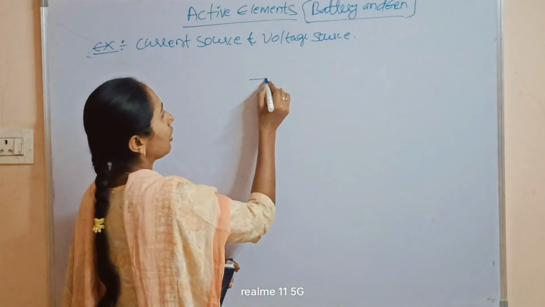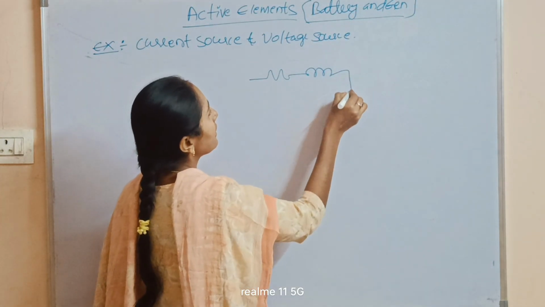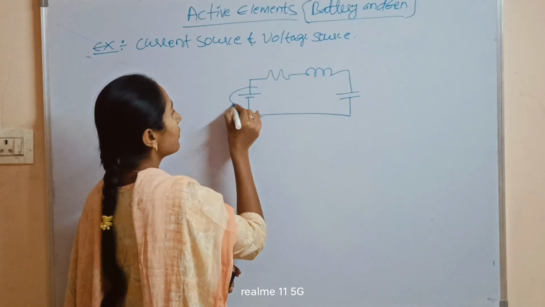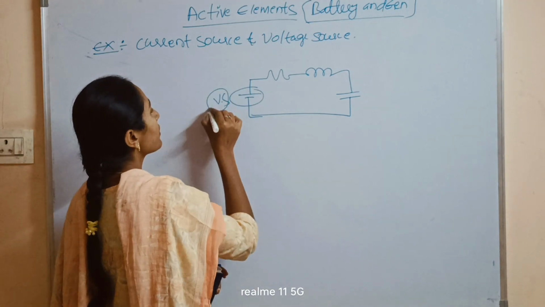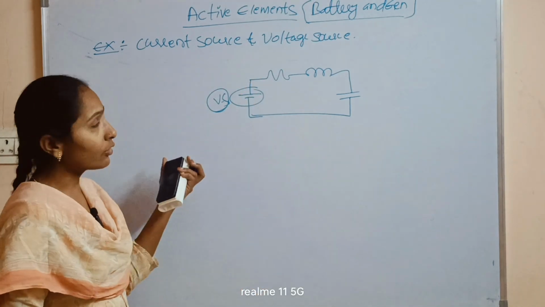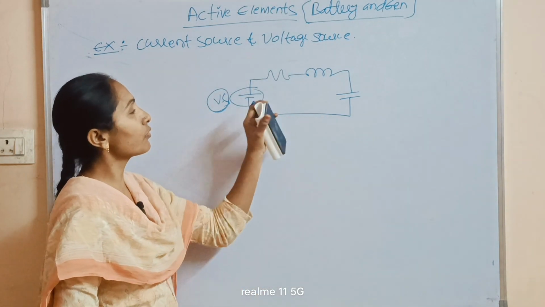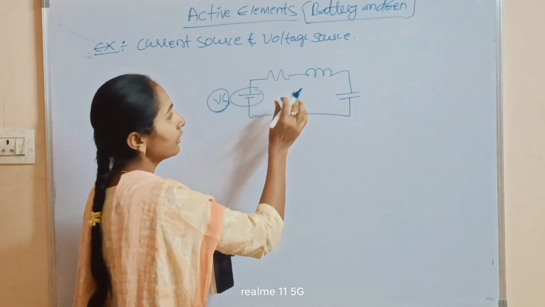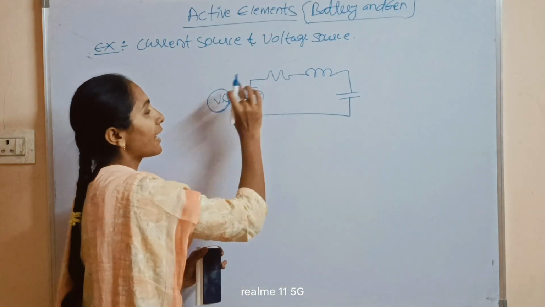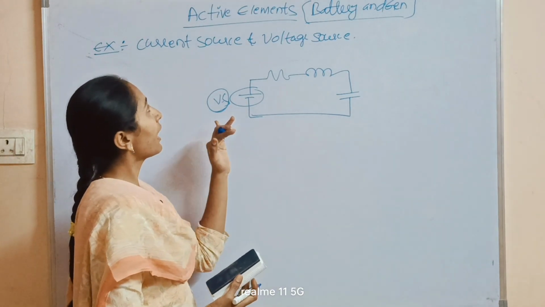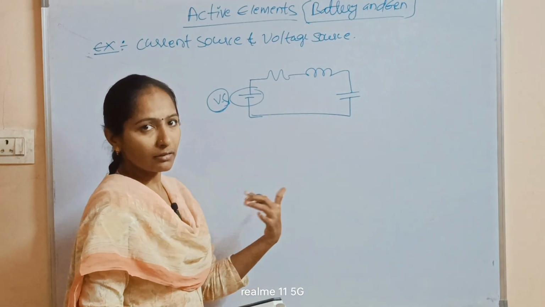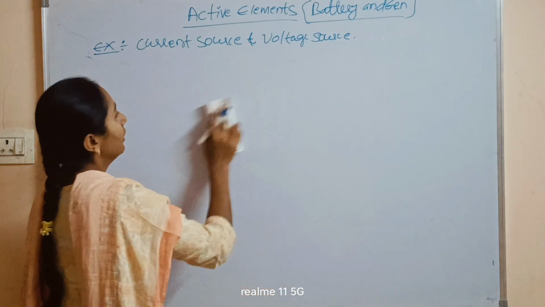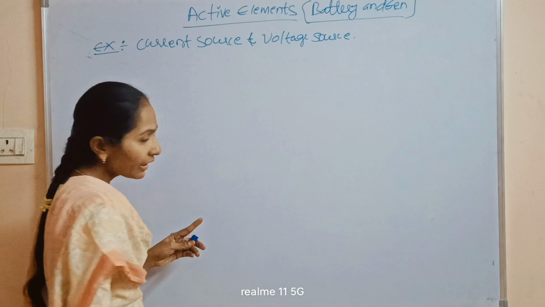Suppose I am considering a normal RLC circuit. Here we are giving some source. This is the voltage source, and this voltage source is nothing but an active element. From that only, some amount of supply is applied to this circuit. These three are the passive elements, and this is the active element. With the help of active elements only we can give some amount of supply to the circuit.